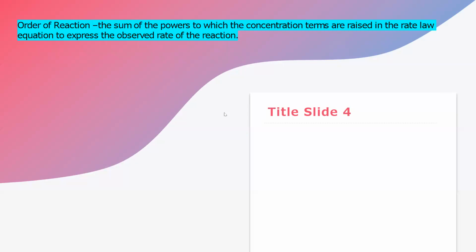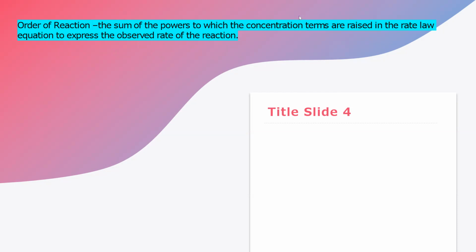Next, we have order of reaction. So what is it? The sum of the powers to which the concentration terms are raised in the rate law equation to express the observed rate of the reaction. Okay, now what it means.